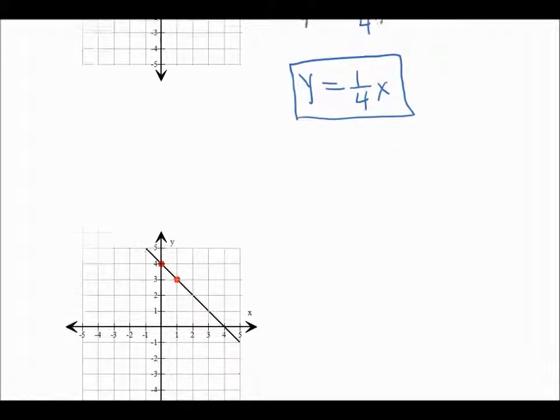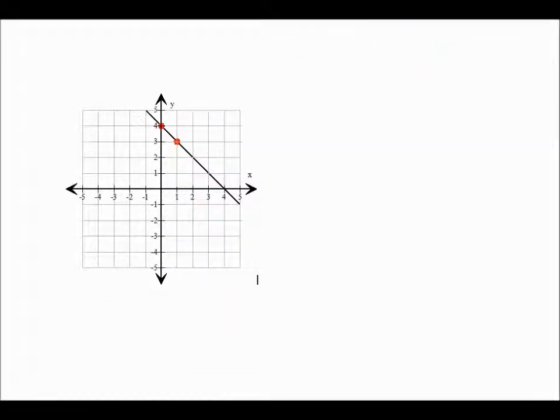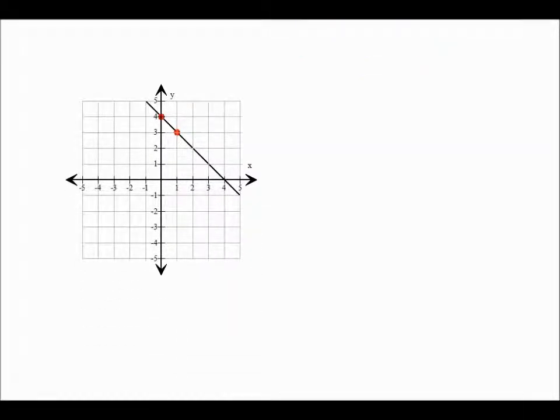Let's check this last one. It's a fairly simple process. Once again, you have to identify your slope and your y-intercept. Your y-intercept, you should have 4. And you use your y-intercept to calculate your slope from one point to the next.